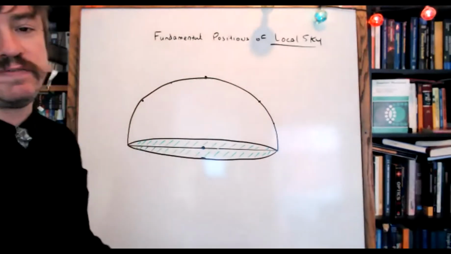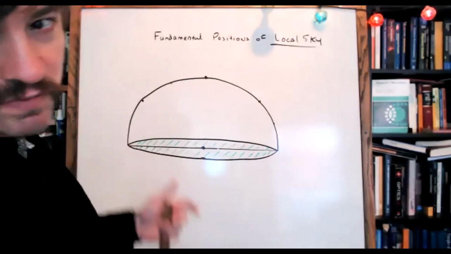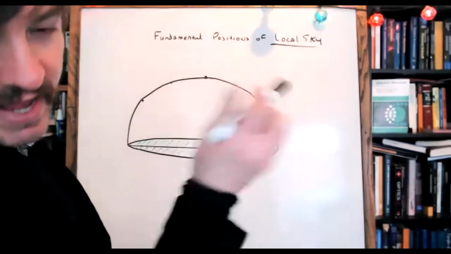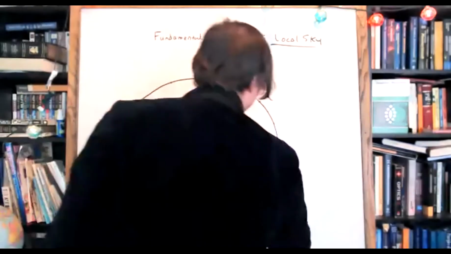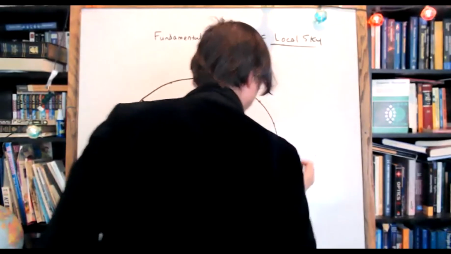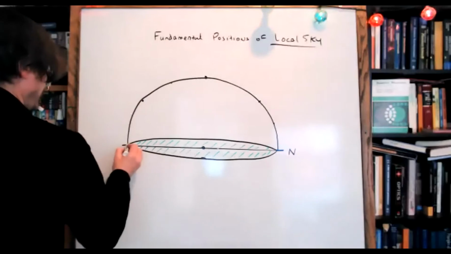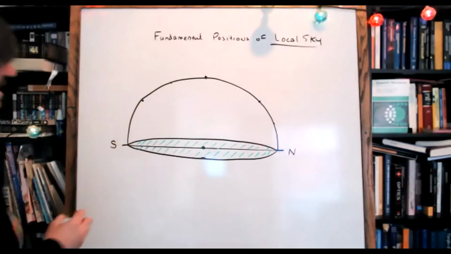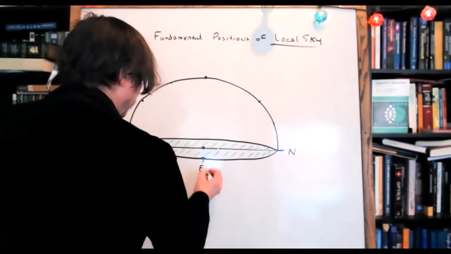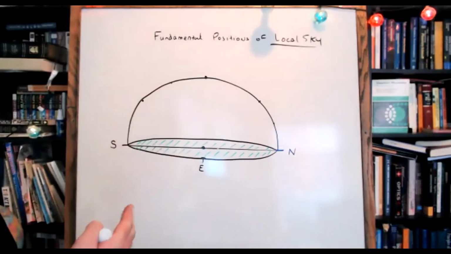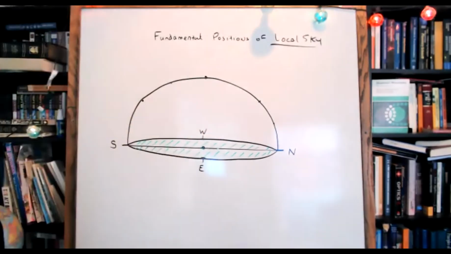It's very important if you're going to draw your local sky that you choose the cardinal directions. I am a right-handed person, so I always choose north to be right. I just do that instinctively by convention. And then I make south on the left. That means east is towards the observer, towards the plane of the board here. And west is into the plane of the board.